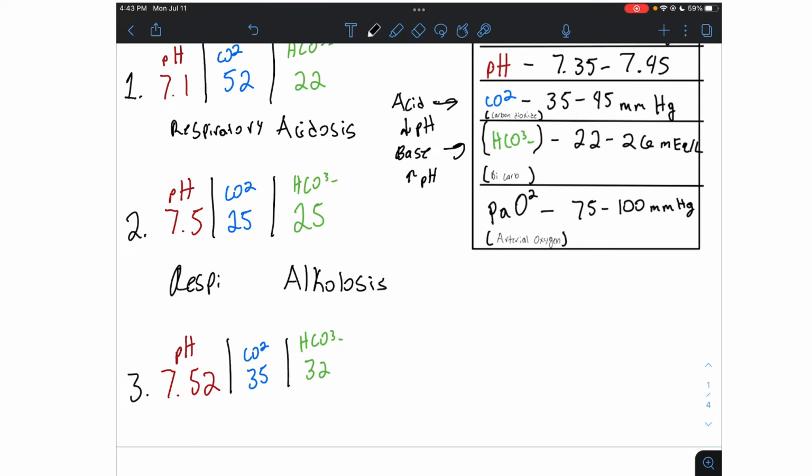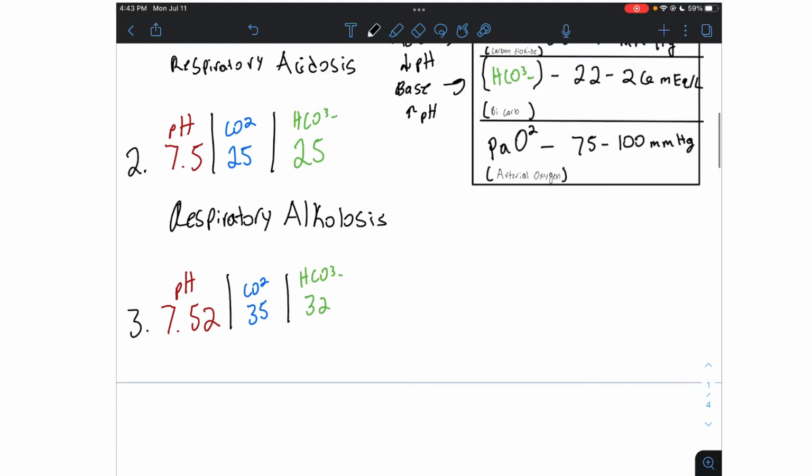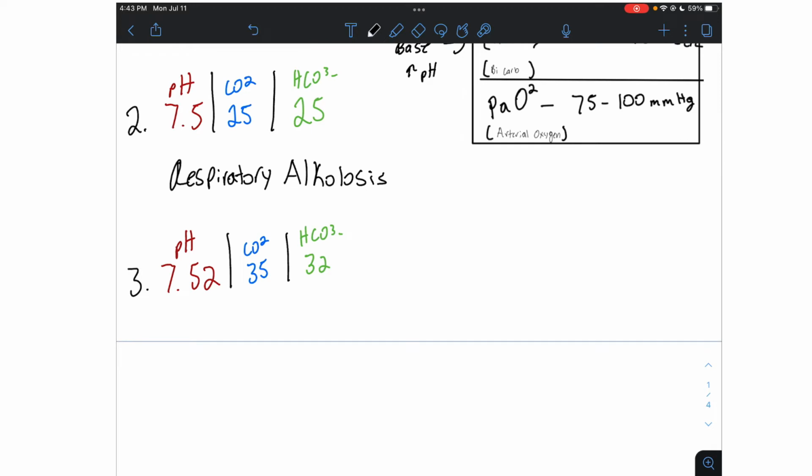So it's going to be respiratory. And anytime CO2 is the problem, it's going to be respiratory, because that's our primary way of expelling CO2. So respiratory alkalosis is that. Let's move on to number 3.